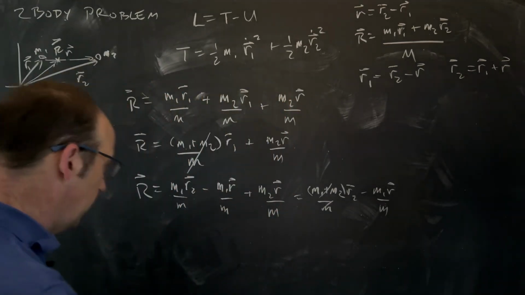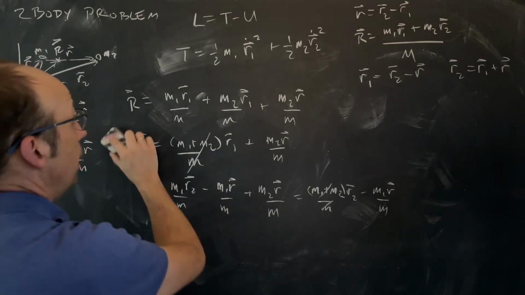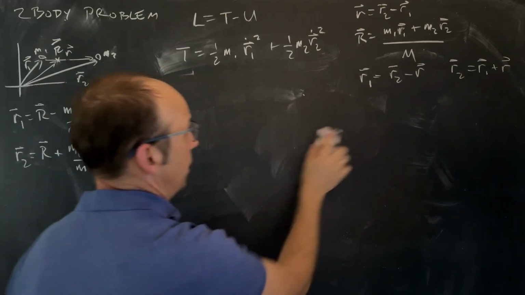Okay. So now I have r1 and r2 in terms of capital R and lowercase r. And I can put that in my kinetic energy. Now, we should say something here, right?